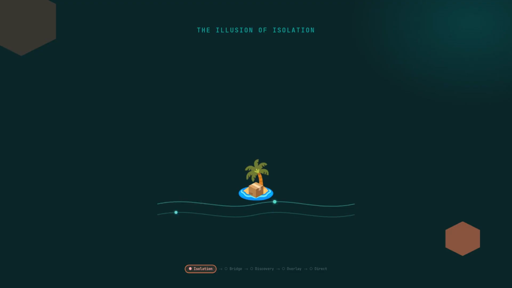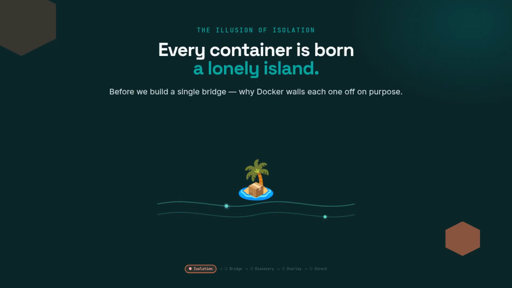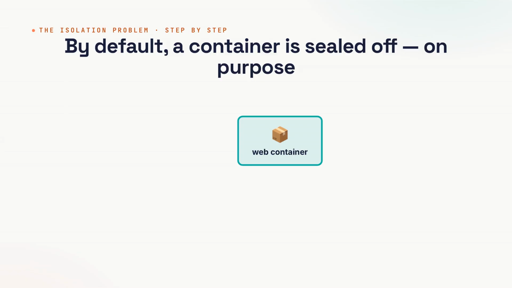Start with the thing that confuses everyone, the illusion of isolation. Every container is born a lonely island. Before we build a single bridge, we have to understand why Docker deliberately walls each one off in the first place. Get this, and every driver after it makes sense. So why can't containers just talk by default? Let's build it up one step at a time.